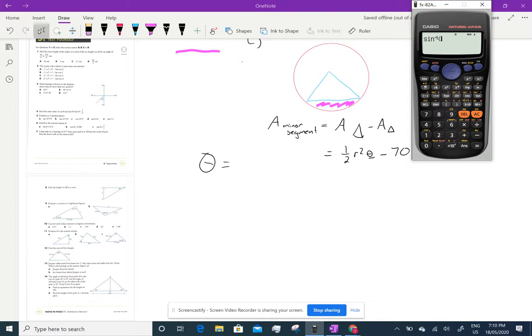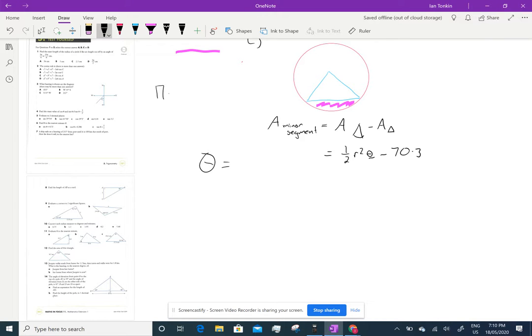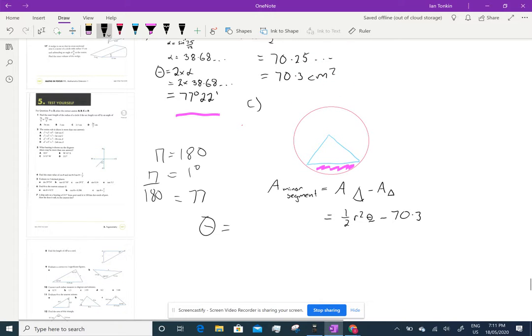So shift, sine, 7.5 divided by 12. Get that, times it by 2. Now remember, pi equals 180. So we've got degrees. So 1 degree is pi on 180. But I've got 77 degrees and 22 minutes. So I've got 77 degrees, 22 minutes, times pi over 180. And that'll give me it in radians.